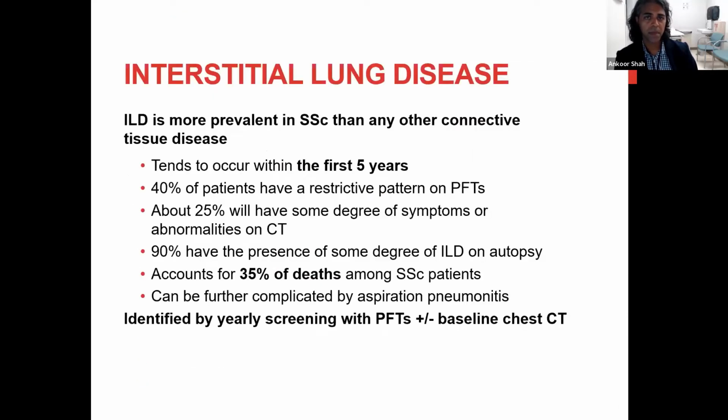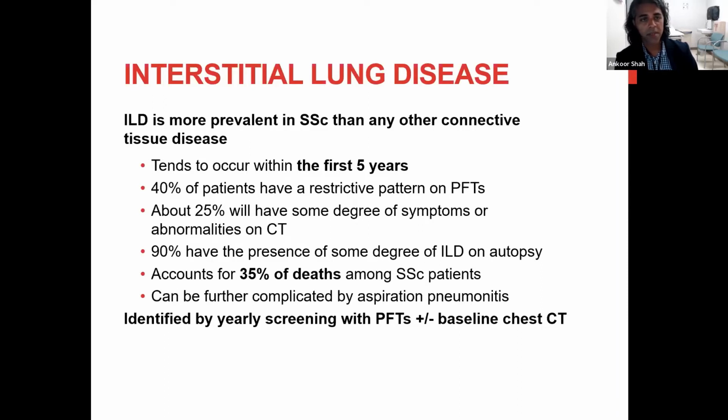Interstitial lung disease. This is very important because interstitial lung disease is more prevalent in scleroderma than any other connective tissue disease. As I mentioned, it tends to occur within the first 5 years, and about 40% of patients will have a restricted pattern on PFTs, and about 25% will have some degree of symptoms or abnormalities on CT at initial presentation. 90% have the presence of some degree of ILD on autopsy, though. About 35% of all deaths due to scleroderma is due to interstitial lung disease. And then later on in the course of the disease, this can be further complicated by aspiration pneumonitis.